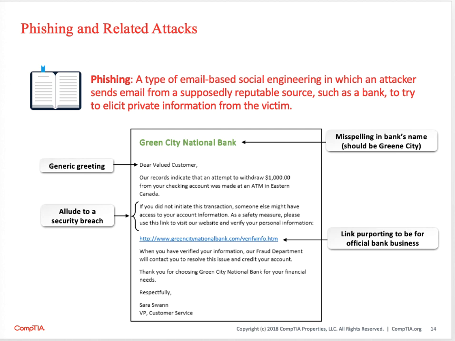Phishing. This is a big one here. It's a very common type of social engineering. In a phishing attack, an attacker is going to send an email that seems to come from some sort of bank, maybe any other reputable source, right? And they're going to try to elicit private information from whatever victim they have, right?